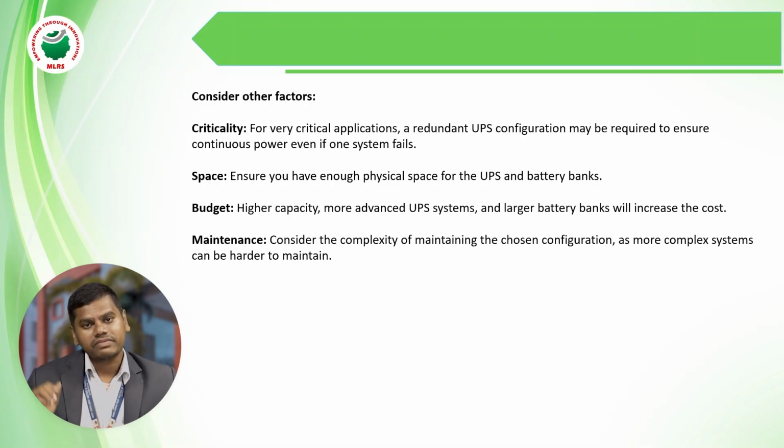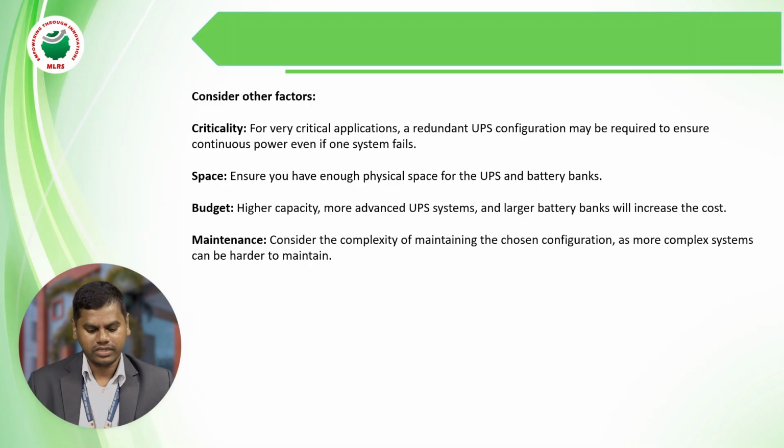Next, consider other factors. What are the other factors to consider? First one, criticality. Next, space. Next, budget. Last one is maintenance. So criticality: for very critical applications, a redundant UPS configuration may be required to ensure continuous power even if one system fails. So that is criticality.